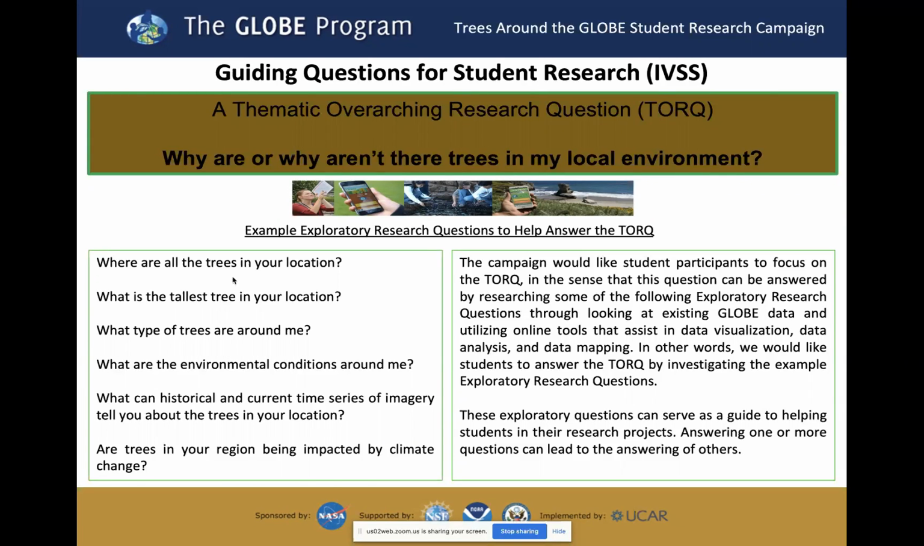Once you get the science of the campaign and you know how to do the protocols for something like land cover and carbon cycle and the greenings, green up, green down, you can then try to answer or explore these smaller questions to help you in your research to answer this larger question.